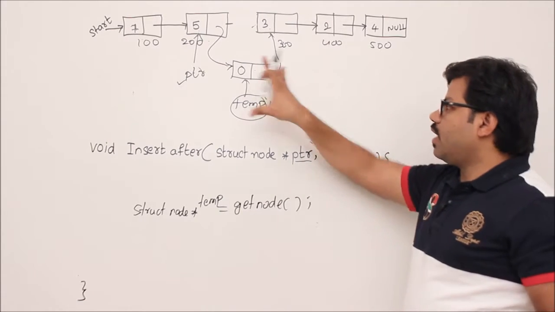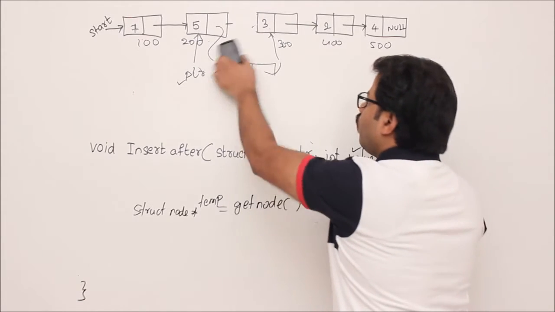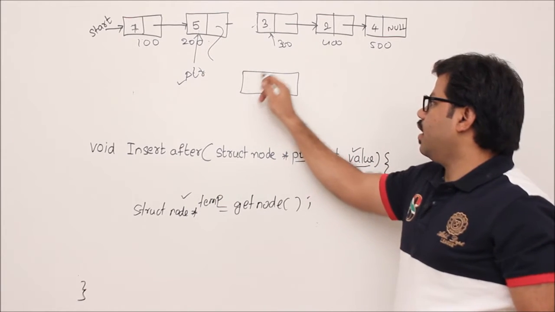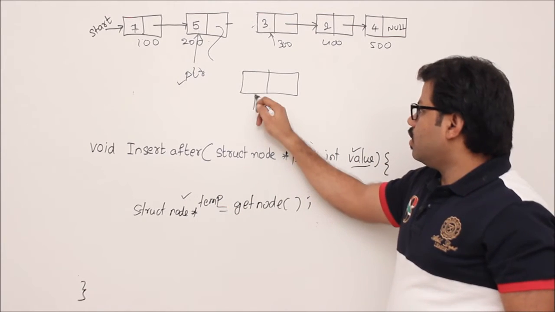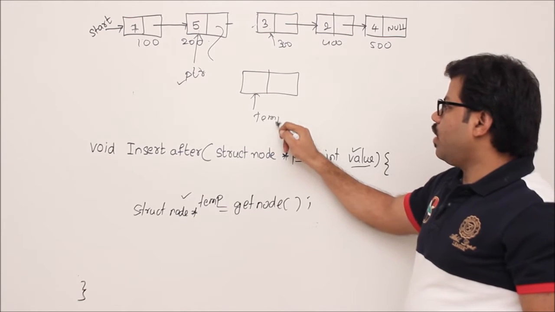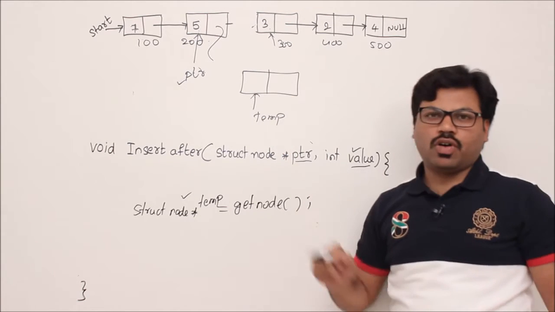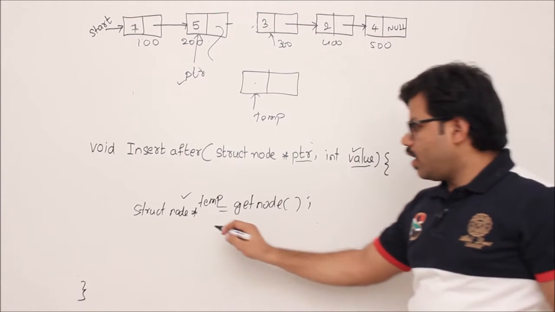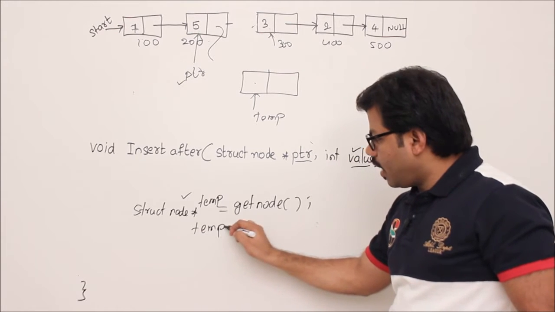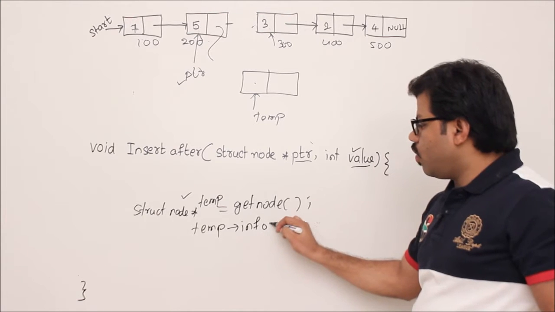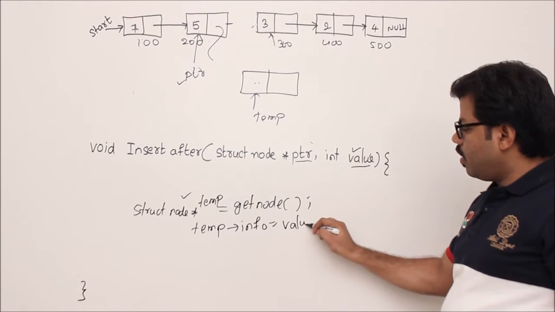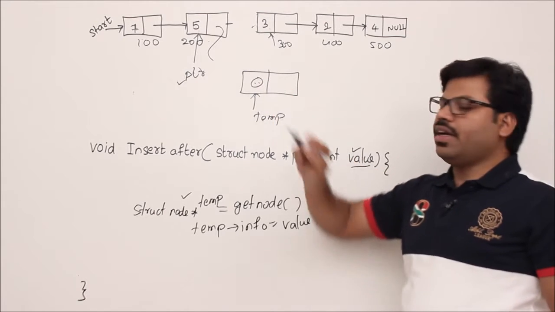First, we have created the box. Because of this line, the box is created. Then that is taken into temp, which means temp is pointing to this box. After that, what to do? Write the value. How to write the value? We know the syntax: temp->info equal to value. We already have the value, so the value will be added.